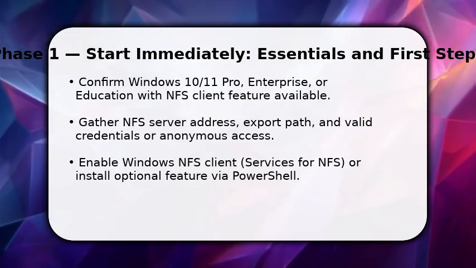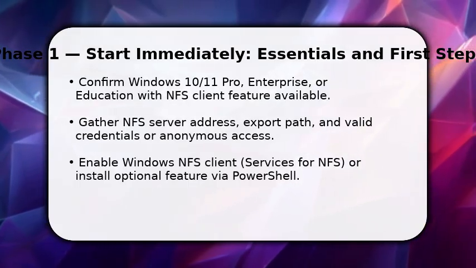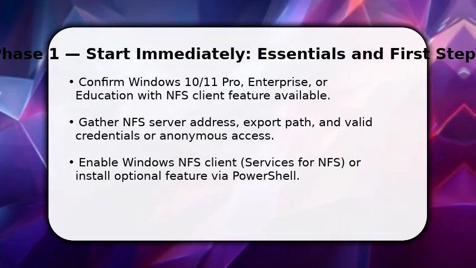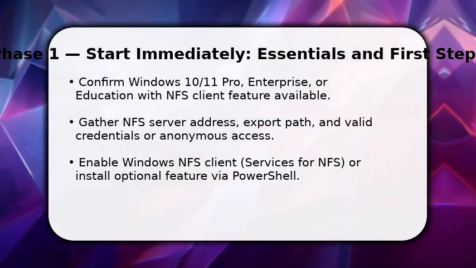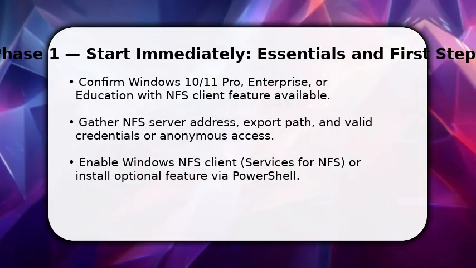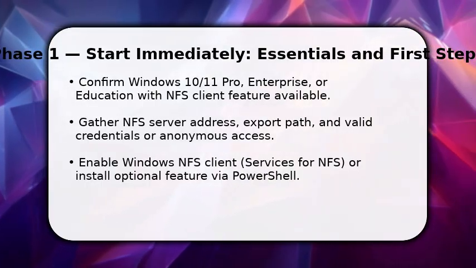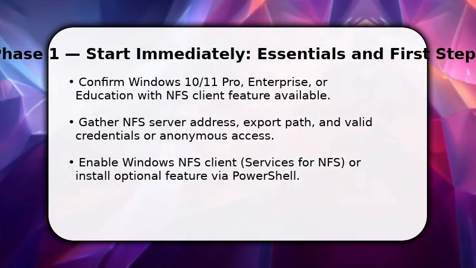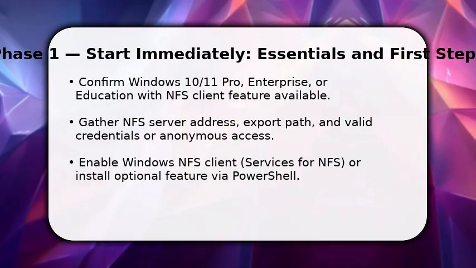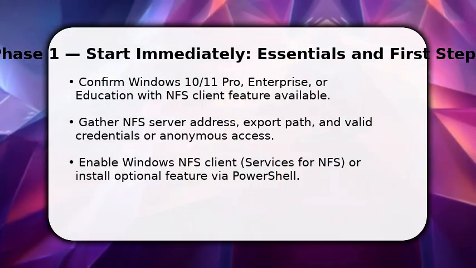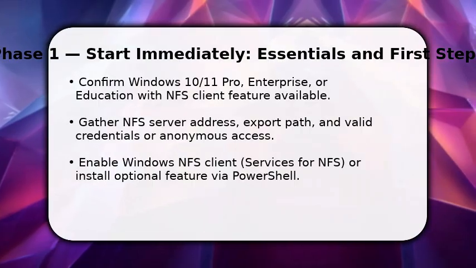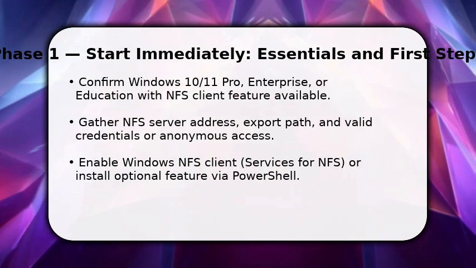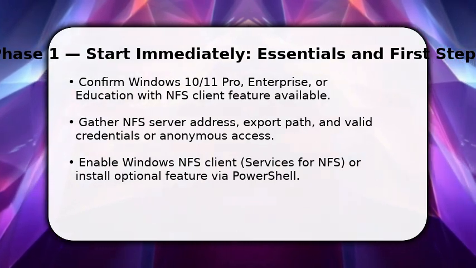You start by verifying prerequisites. Confirm your Windows edition supports the NFS client and get the server IP, export path, and any credentials. Open an elevated PowerShell prompt now. This is faster than digging through settings. Run the optional feature install command to enable Client for NFS and then reboot if prompted. Once done, check the services panel for the NFS client to ensure it's running. These steps prepare Windows so you can mount the export in the next phase.